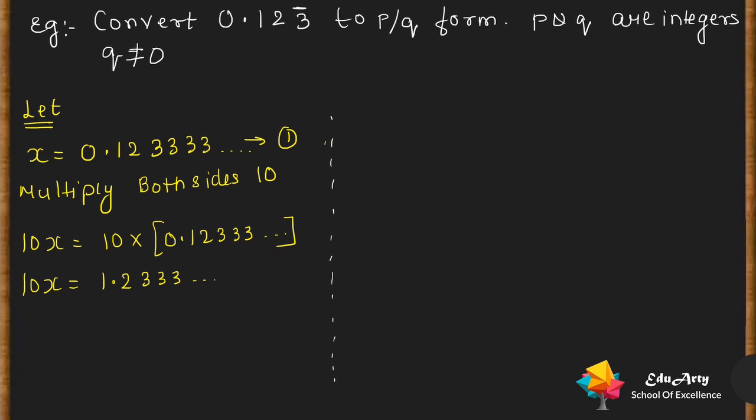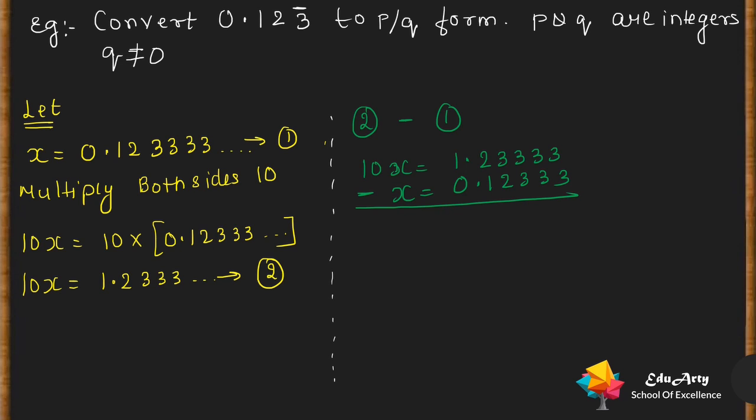All right, we will call this our statement 2, correct? So you will say second statement minus first statement. What is the second statement? It is 10x is equal to 1.2333, correct? And the first statement is x is equal to 0.12333. Now if you subtract this entire thing, what will you get?